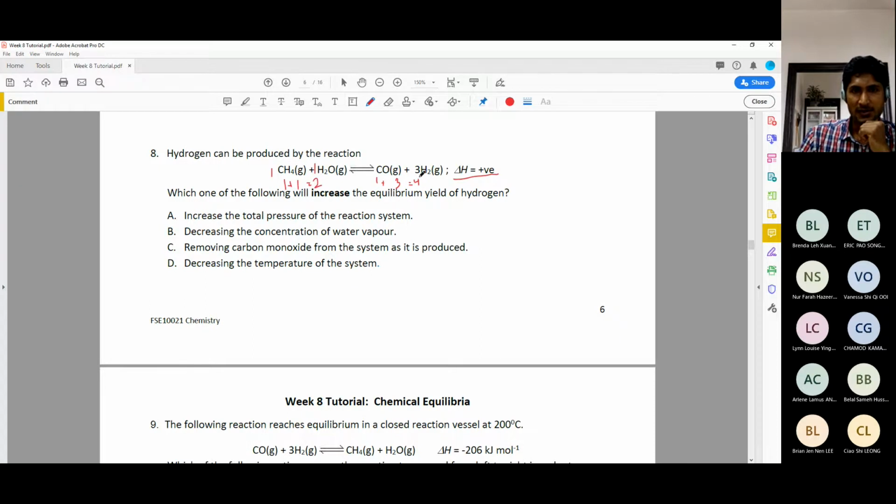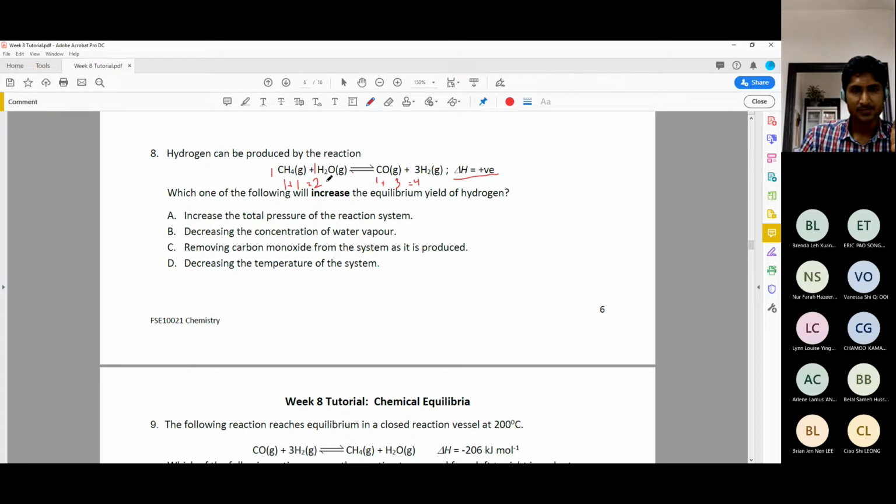Is it clear to you that this is 3 parts of hydrogen and 1 part of carbon monoxide, or 3 moles of hydrogen, 1 mole of carbon monoxide, whichever way is easier for you to understand? So there are 4 parts on the right side, the product side, and 2 parts on the reactant side. So if I increase the pressure, of course it will move towards the reactant side.